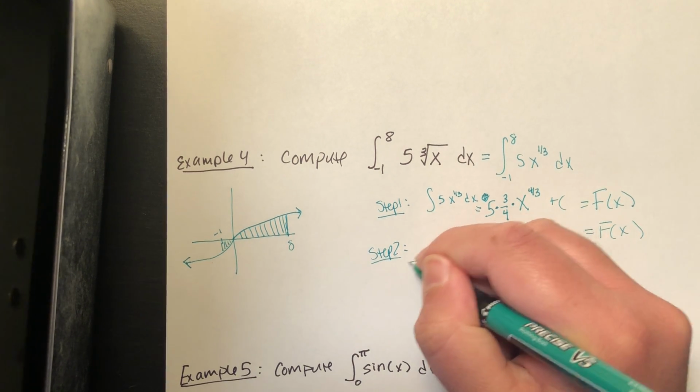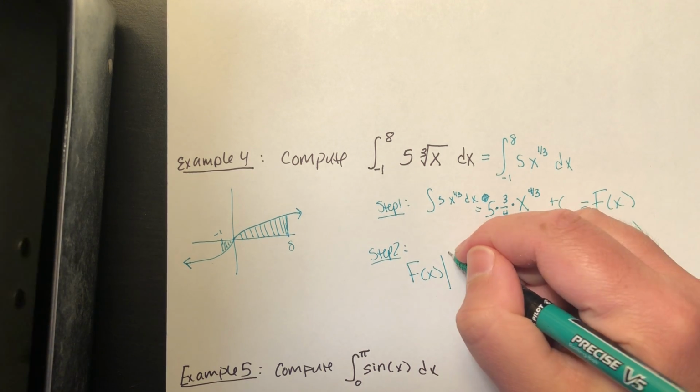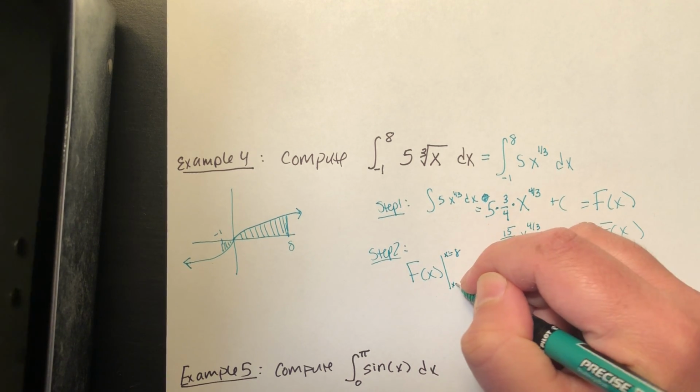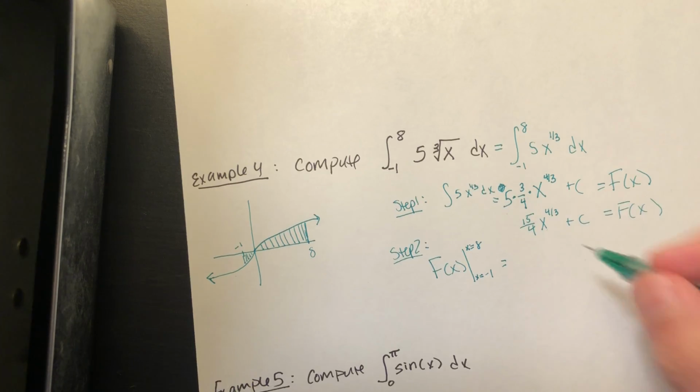Okay, step 2 is to take that antiderivative and evaluate it at the endpoints, 8 and -1. Okay, so I plug in 8.